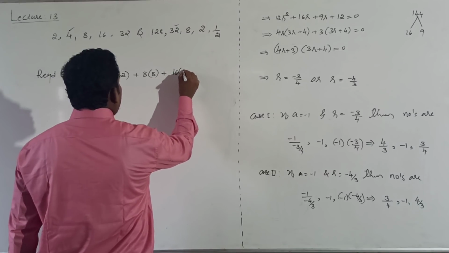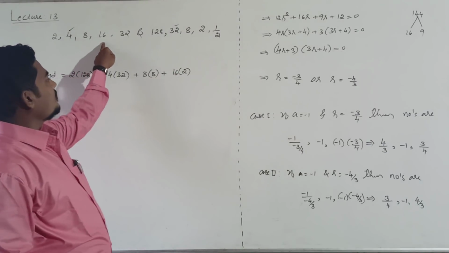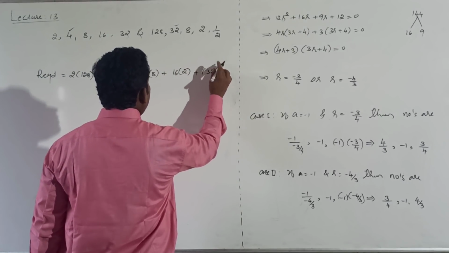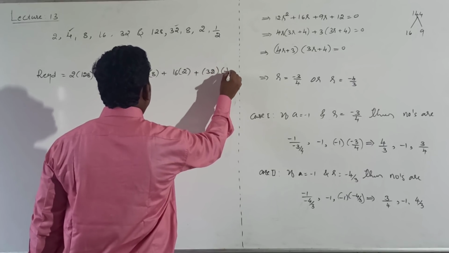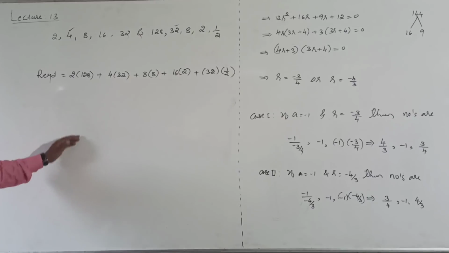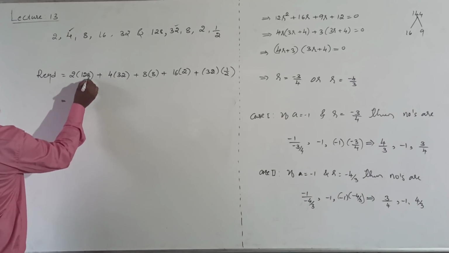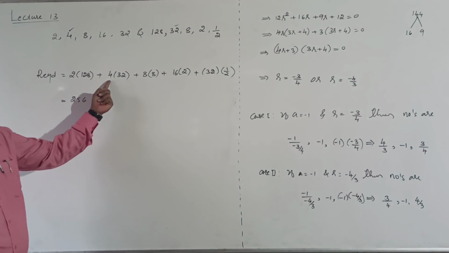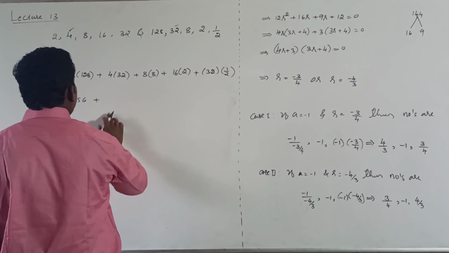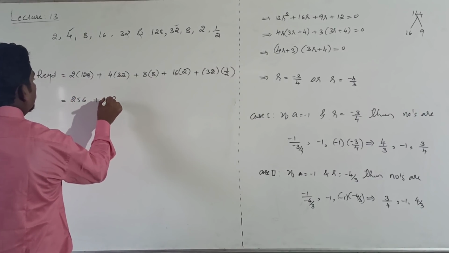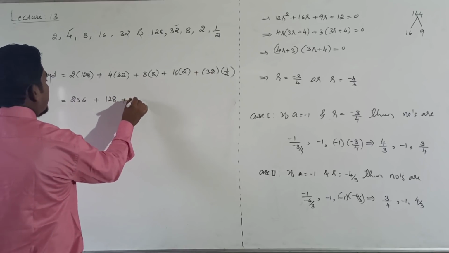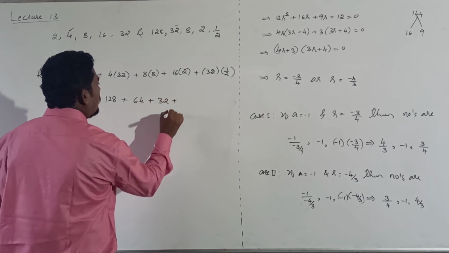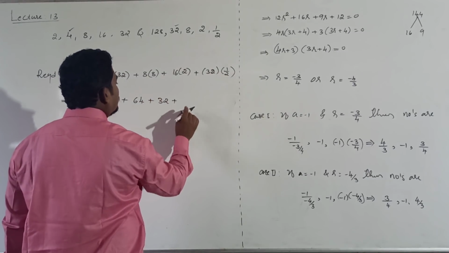Then 16 into 2, the fourth term. Then 32 into 1 by 2. Now 128 into 2 is 256, plus 4 into 32 is 128, next 64, plus 32, plus that is 16.